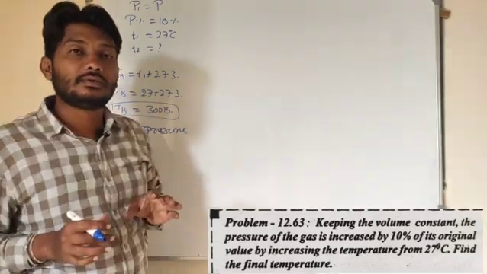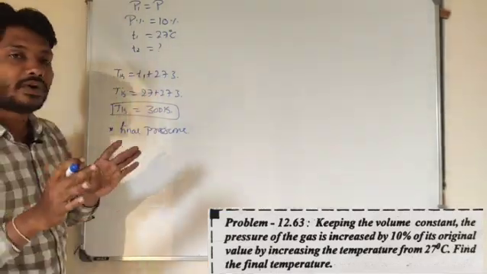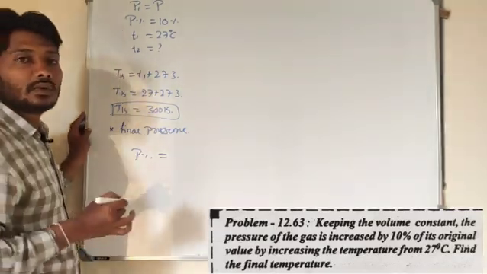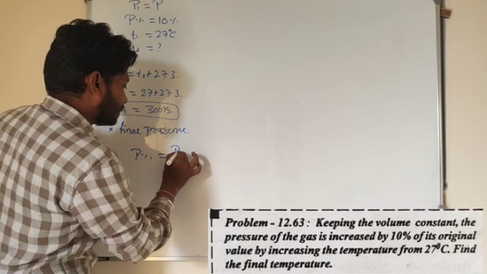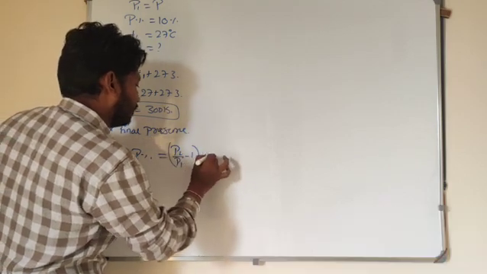Pressure value. Which thing do I need to find out here? The final pressure value I need to find out here. What is the formula for percentage? So the change in pressure in terms of percentage is P2 by P1 minus 1, into 100.